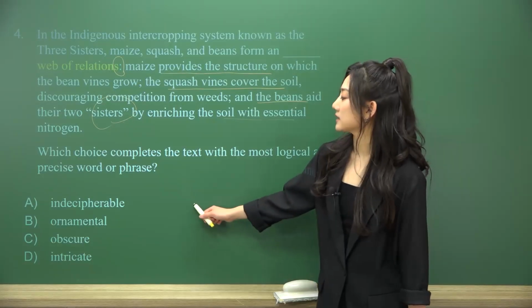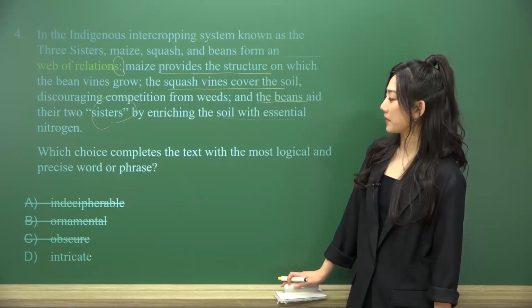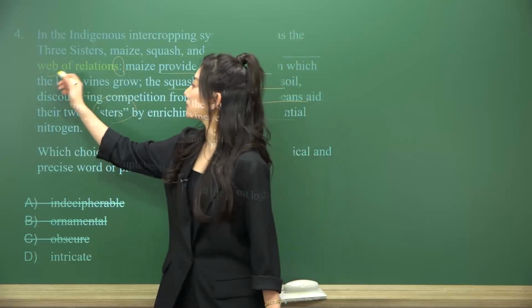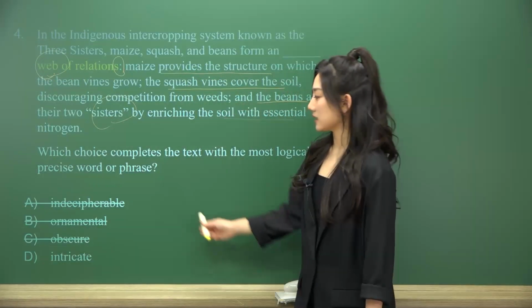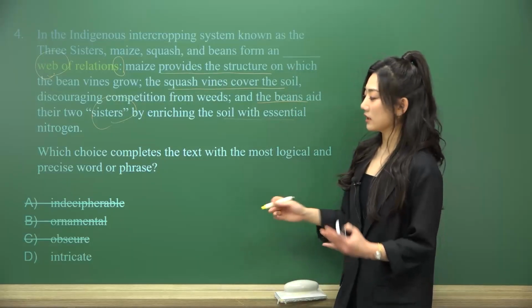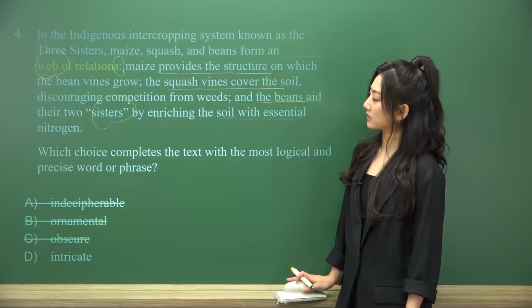So between indecipherable, ornamental, obscure, and intricate, intricate is going to be the best answer for sure, because we need to show a web of relations. If it is a web, it is not indecisive or ornamental or obscure. Intricate is the word that will explain web, and that's why D was our answer.